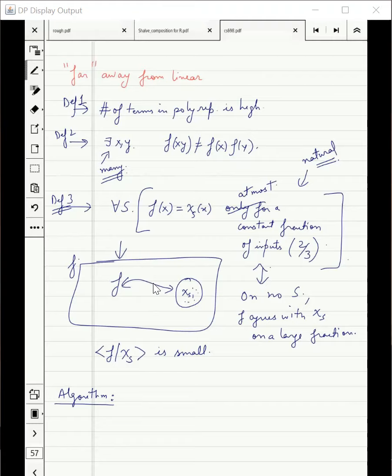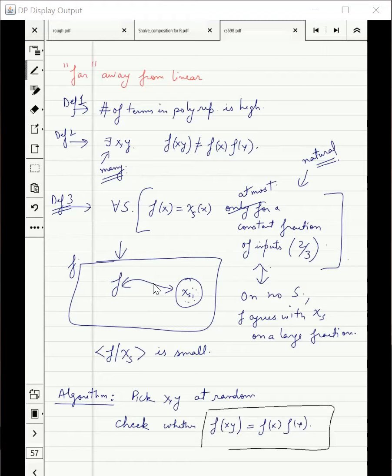The simple thing would be to pick x, y at random, and check whether f(x+y) is equal to f(x) times f(y) or not. If this is satisfied, we will say the function is linear. If it doesn't get satisfied, we will say that the function is not. That's all. Very, very simple. So the algorithm is essentially just checking one pair.